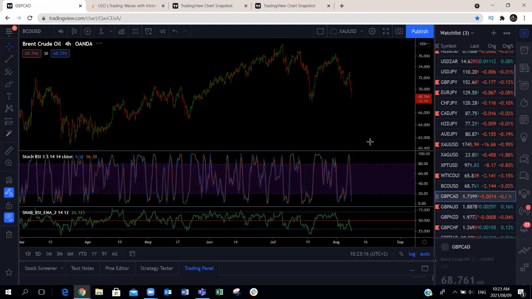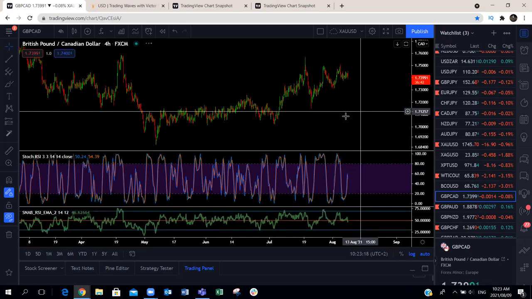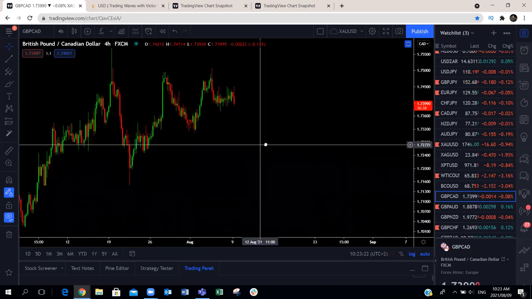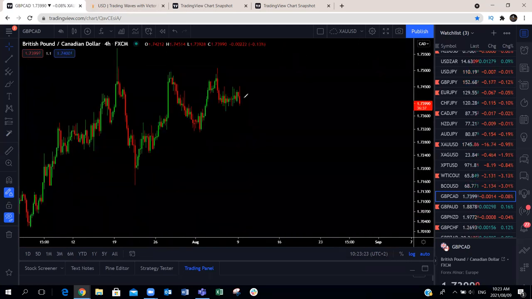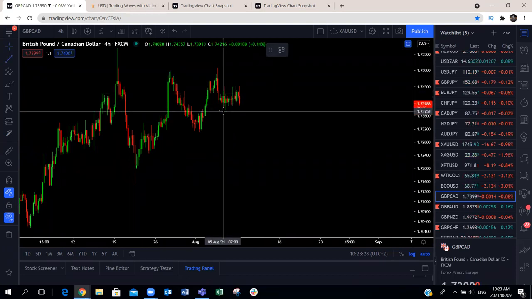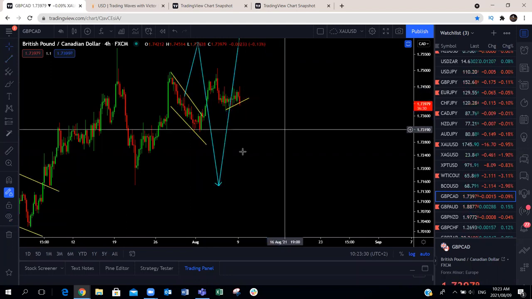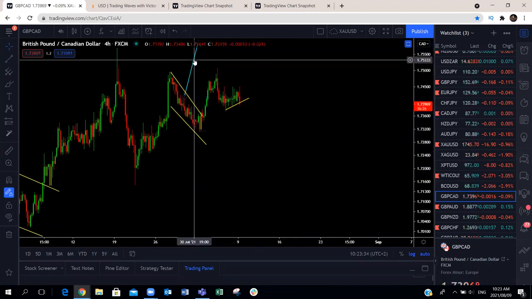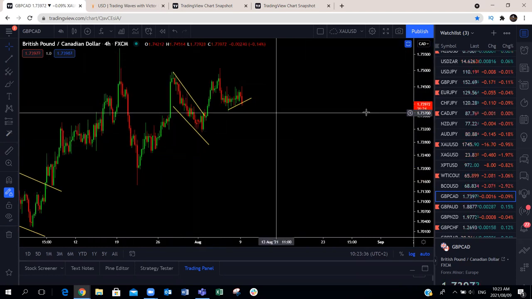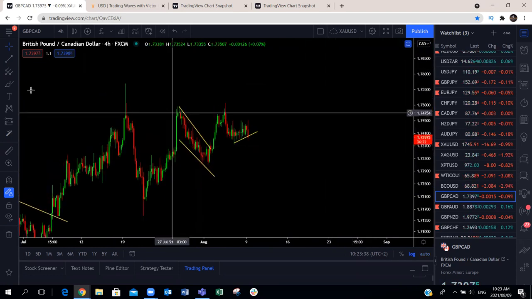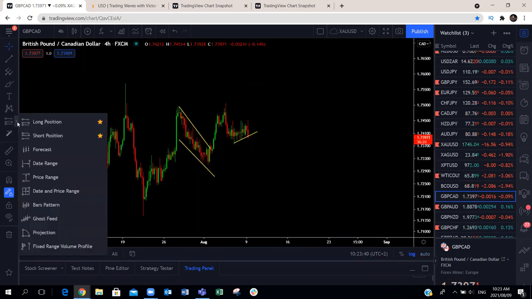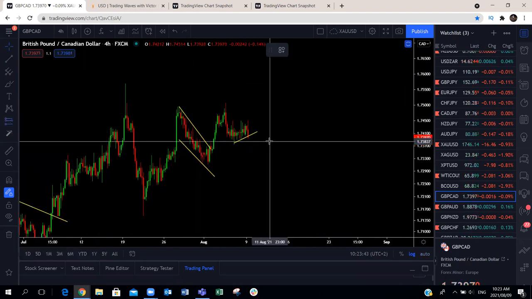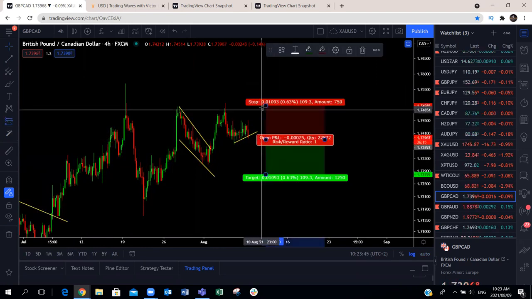Let's look at the pound pairs. If you look at the pound pairs, there is a potential trade setup here on pound CAD. If you get a 4 hour candle closing below the flag here, we should see a trade setup for downside here. So we'll look for an entry around these levels.